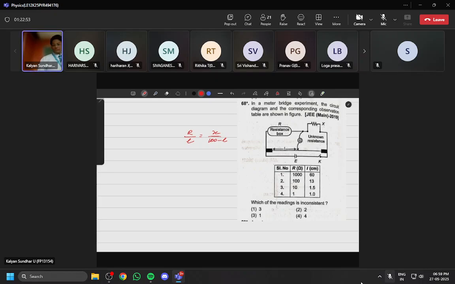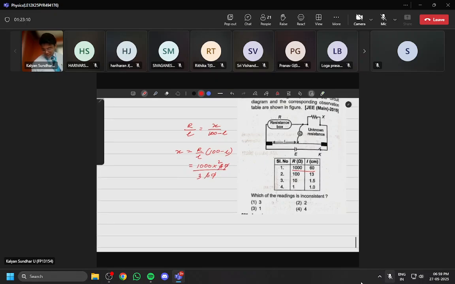Correct? So the first value: x will be equal to R by L into 100 minus L. R is 1000 into 100 minus L, which is 40, divided by 60. That is 2000 by 3. So 2000 by 3 is 666, 666 point something will come. Correct? Right? This is your first value.